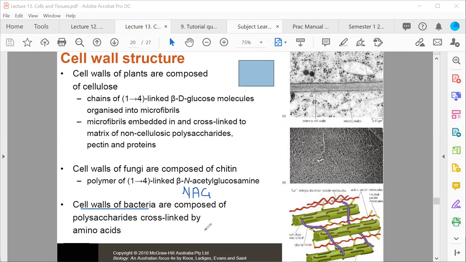All right, what about cell walls of bacteria? They're composed of 2 different monosaccharides, one of which is N-acetyl glucosamine, and they're linked to a chain of 4 amino acids. So cell walls of bacteria are quite different.